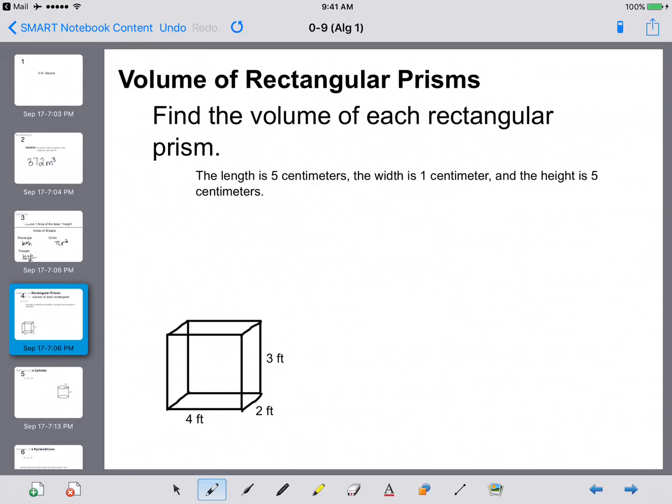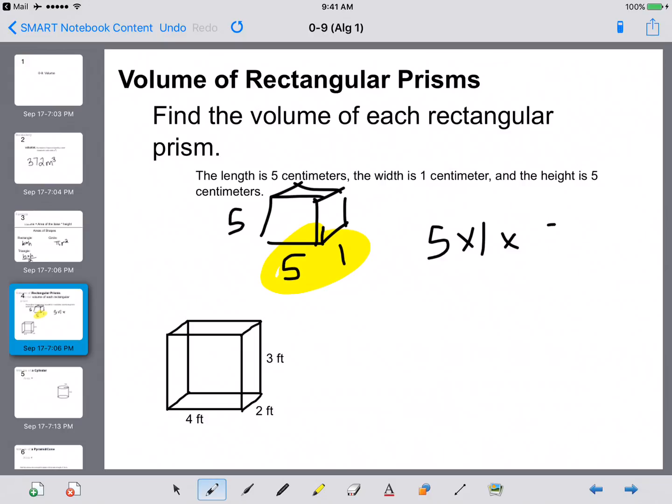So here, the volume of a rectangular prism. Find the volume of each rectangular prism. The length is 5 centimeters. The width is 1. And the height is 5. So here's our beautiful rectangular prism that I just drew for us. So our base is this 5 by 1 rectangle here at the bottom. So the area of our base is 5 times 1 times the height is 5. So our volume is 25 centimeters cubed.